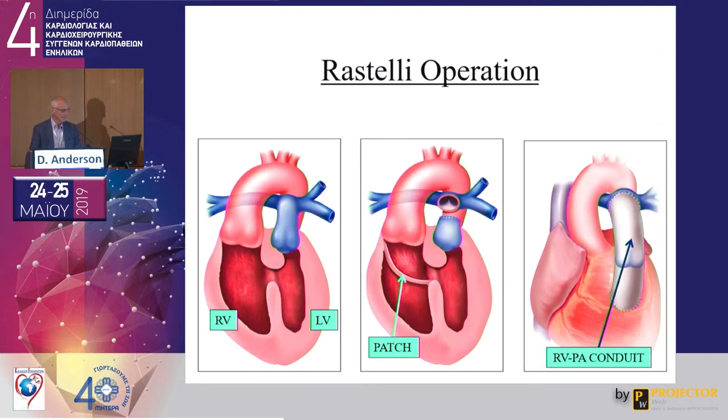But the mainstay of the operative treatment is the so-called Rastelli operation, and here we can see just a little schematic of it with a patch that is placed in such a way as to channel the left ventricle through the ventricular septal defect towards the aorta, and then a conduit is placed from the right ventricle to the pulmonary arteries to establish the biventricular repair.